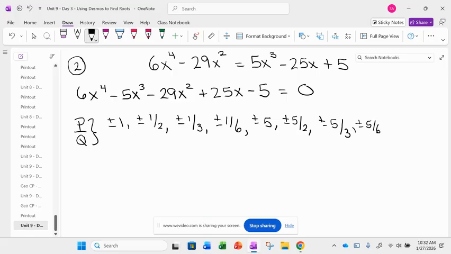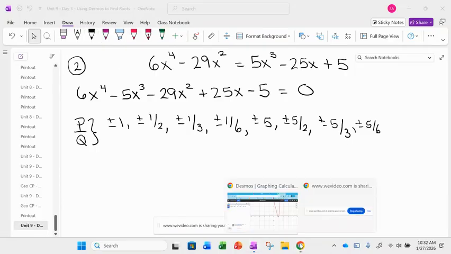What should you do now? Now that we got our list of possible rational roots, what should we do now? Go where? Go into Desmos. Exactly. We're going to go into Desmos.